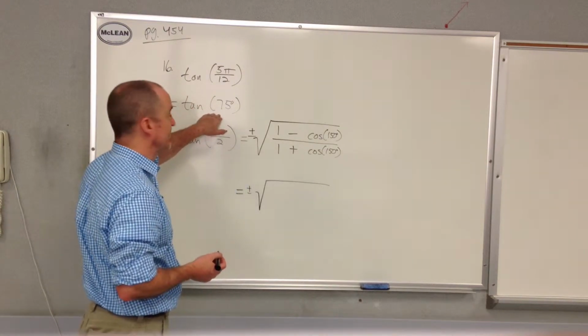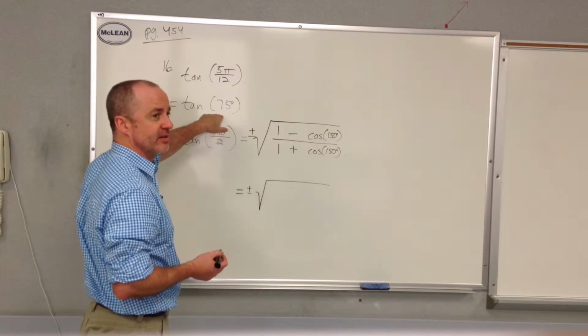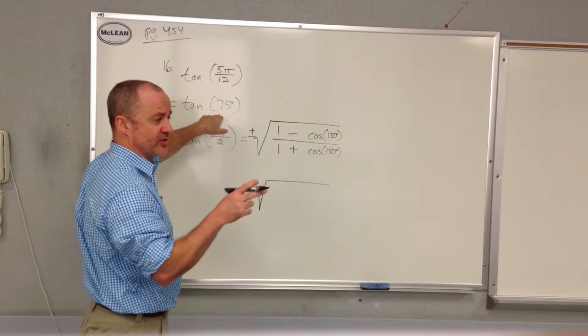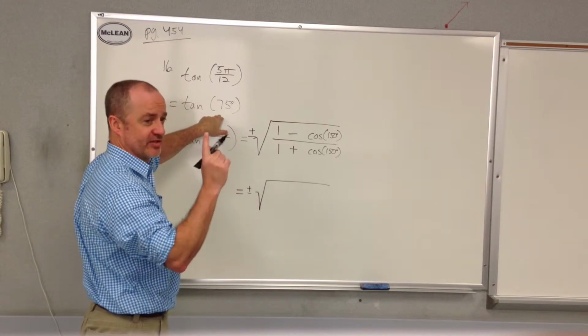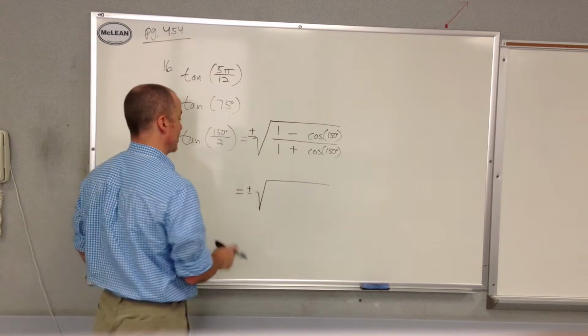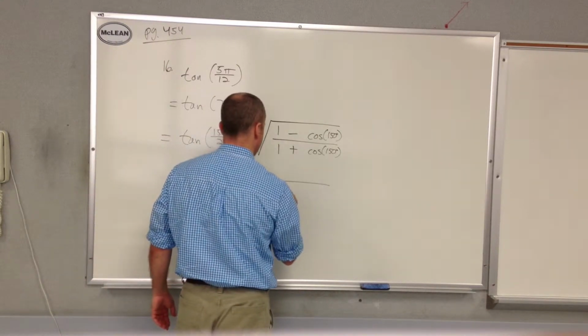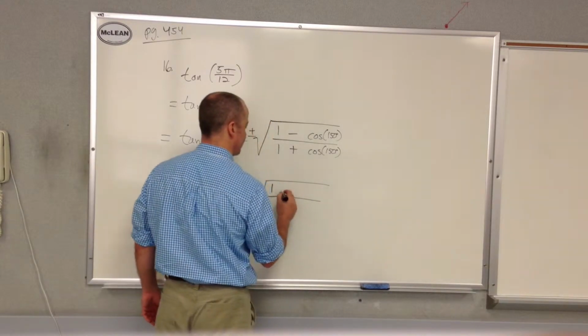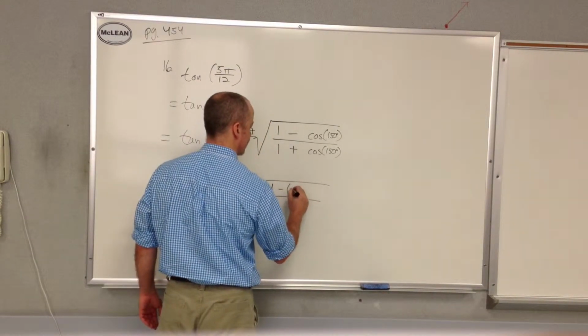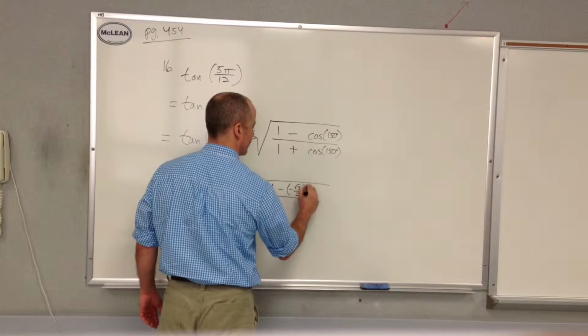Is that going to be positive or negative? 75 degrees is in what quadrant? First. Okay, everything is positive in quadrant 1, so we don't have to worry about the negative. Once again, Tim, what's the cosine of 150? Negative root 3 over 2.